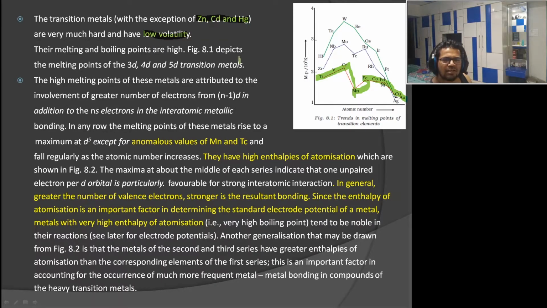Now these are the exceptions, again the same thing, they have completely filled shells, that's why. Generally their melting points and boiling points are high. What is the logic of the high melting and boiling point? Electrons from 2 shells, (n-1)d and ns. So 2 orbitals are involved, the penultimate and the valence shell, both are there. And it says in any row, the melting point rises to a maximum at d5, except for the anomalous part of Mn and technetium.